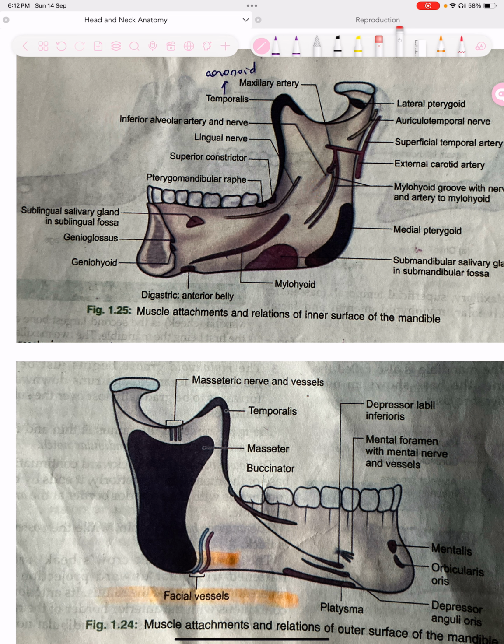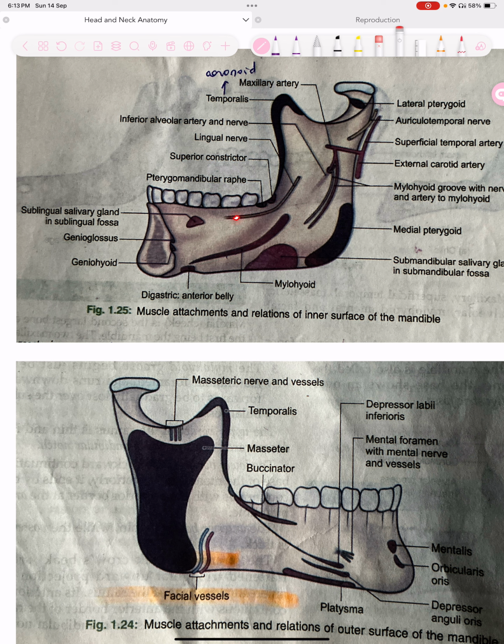Then you have the mylohyoid nerve which lies in the mylohyoid groove. Where is the mylohyoid groove? Here. So you have the mylohyoid groove, and there you have the nerve and the artery both. So mylohyoid nerve and artery, then you have inferior alveolar nerve and artery, and then you have the mental nerve and artery. Then the lingual nerve, it's right here, and it's only the nerve. There's no artery that accompanies it. Just the nerve related to the medial surface of the ramus, in front of the mylohyoid groove. This is the mylohyoid groove, so in front of that.